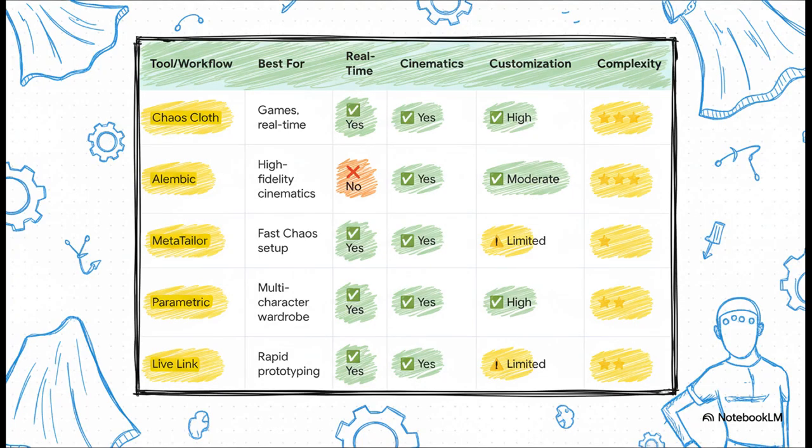It's pretty simple, right? If you're making a game and need that moment-to-moment interactivity, Chaos Cloth is your best friend. If you're doing a cinematic and need it to look absolutely perfect, Alembic is the undisputed king. Need to get Chaos set up fast without the headache? That's MetaTailor. And if you're building a huge system with tons of character customization, you should definitely be looking at the new Parametric clothing system. At the end of the day, it all comes down to what you're trying to build.